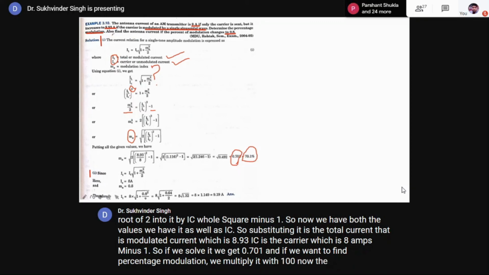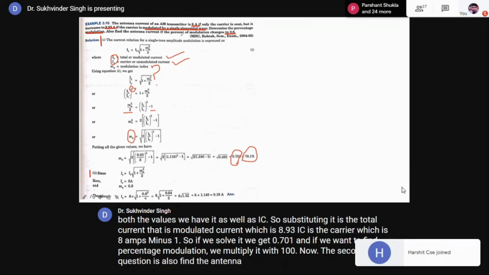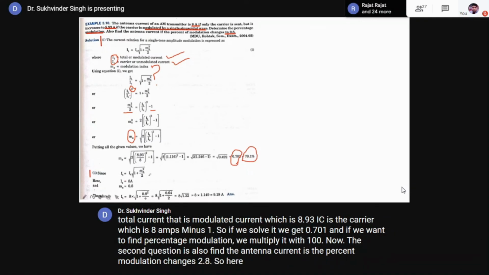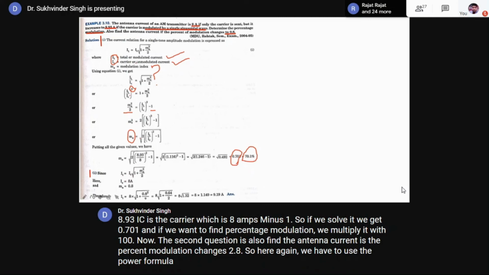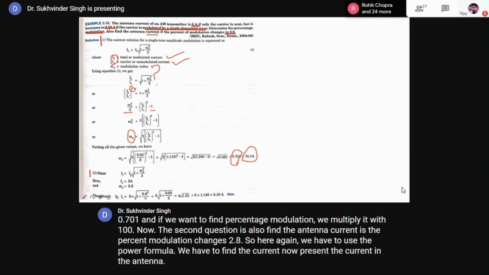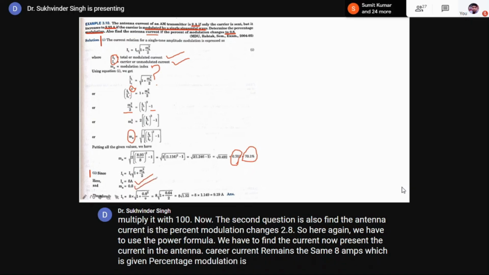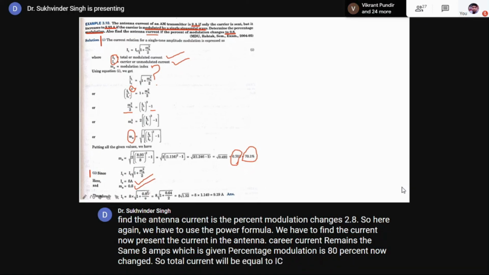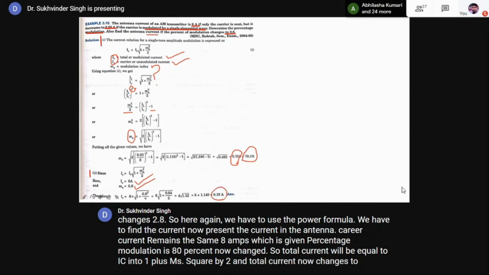Now the second question is also to find the antenna current if the percent modulation changes to 80%. So here again we have to use the power formula. We have to find the present current in the antenna. Carrier current remains the same, 8 ampere, which is given. Percentage modulation is now changed to 80%. So total current will be equal to IC into square root of 1 plus MA square by 2. And total current now changes to 9.19 ampere.